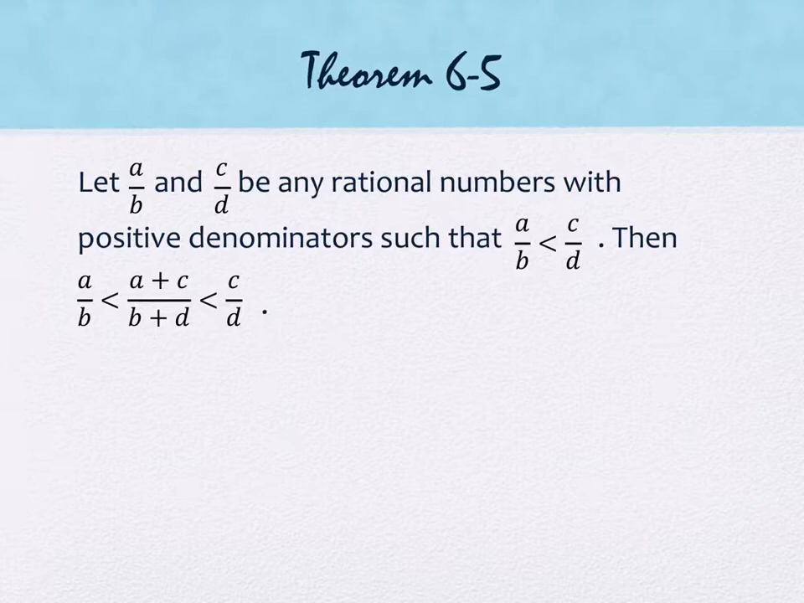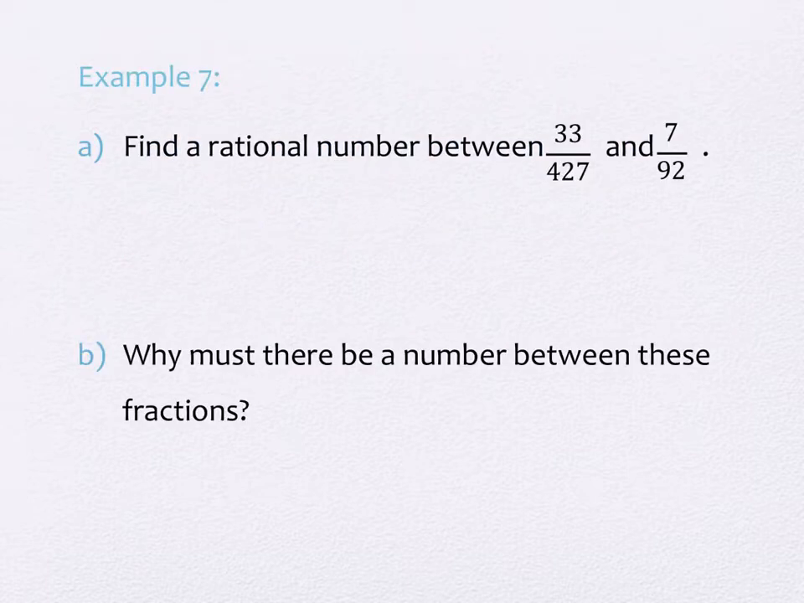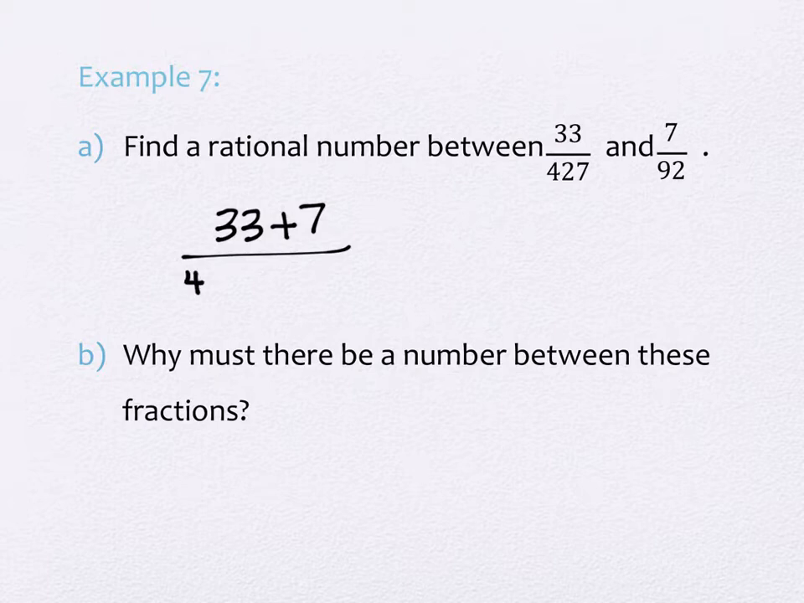So instead of adding fractions together, you're just adding integers together, which is way easier. So if you're taking a look at our example number 7, and you have 33 over 427 and 7 over 92, I'm telling you what, I don't want to add those fractions together. That looks terrible. I mean, we will add fractions together in 6.2, but really not that one. That's awful. So we can actually use what was just in the previous theorem, Theorem 6.5, and we can add the 2 numerators together, 33 plus 7. We can add the denominators together, 427 plus 92, and we can simplify.